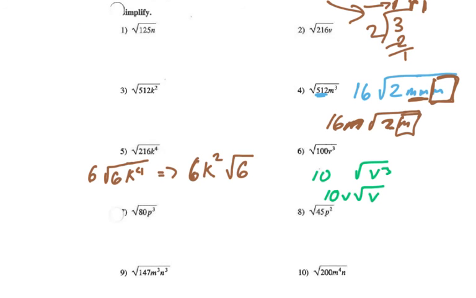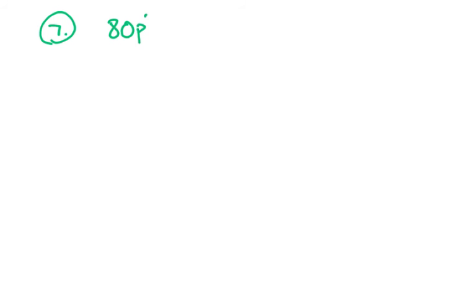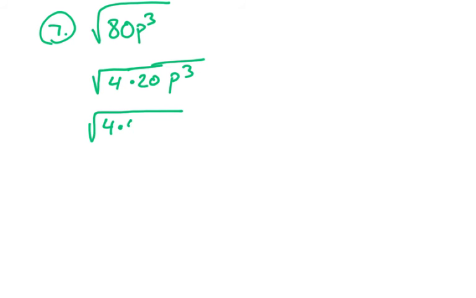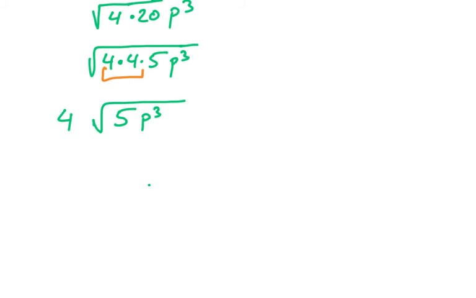All right. Finally, number 7. Let's do number 7 on another page. So 7, what is it, 80p cubed? So what we're going to do here is break it down. Following my logic earlier, I know I could take out a 4, that's 4 times 20p cubed. And I could do another 4, because 4 times 5 is 20. So we take a 4 out, and that leaves us with 2 4s, square root of 5p cubed. And then with the p cubed, again, 3 divided by 2 is 1, remainder 1. So that means we have 1p on the outside and 1p left inside.